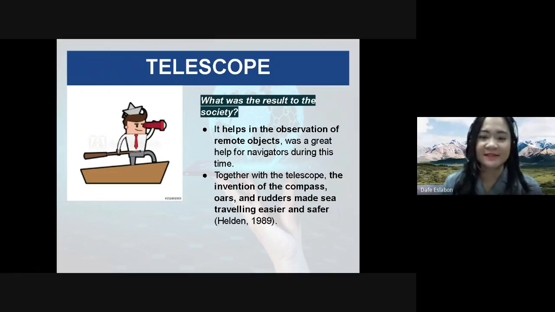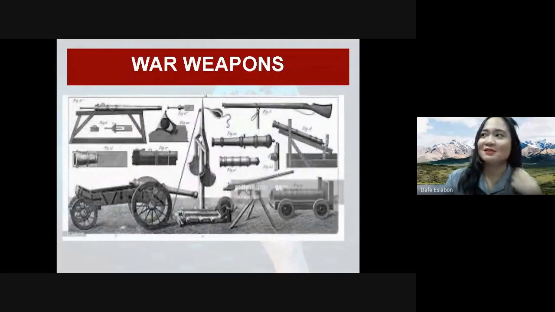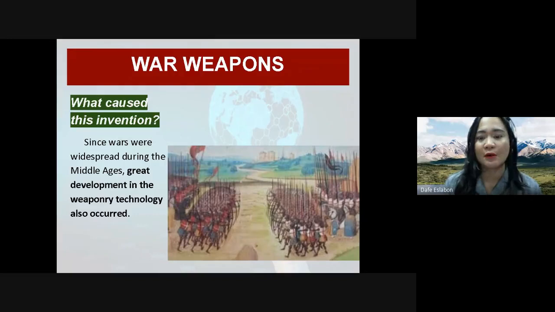Let's continue. Another invention during the medieval ages was war weapons, or weaponry. As you can see on your screen, these were the weapons, or the armory, that were used during the medieval or Middle Ages. So what caused the invention of war weapons? Since wars were widespread during the Middle Ages, great development in weaponry and technology also occurred. So war and invasions triggered the invention of technology in terms of weaponry and armory, just like this one.